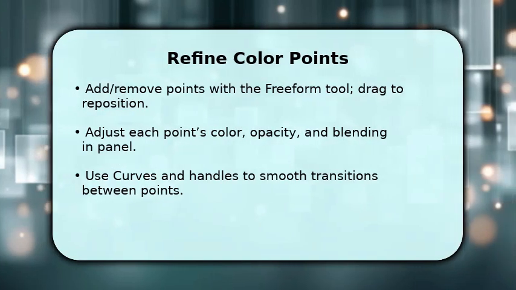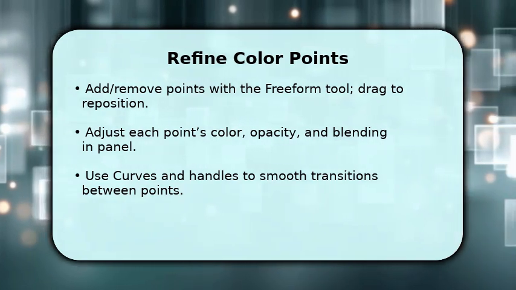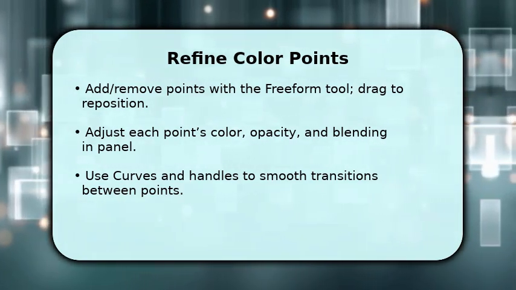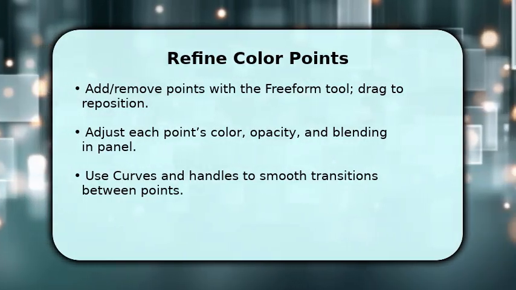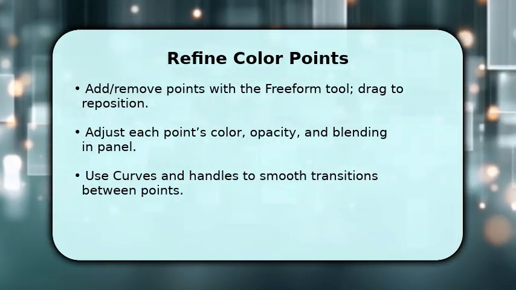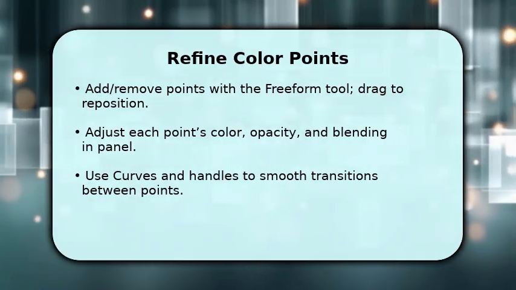Next, you refine how the colors blend. Switch to the Freeform Gradient tool and drag existing points to reposition highlights and shadows. Click to add more points. Alt-click, Option-click, a point to remove it when it's unnecessary. For each node, pick color and set opacity so subtle overlap creates depth.